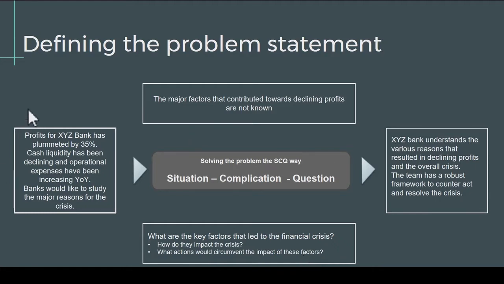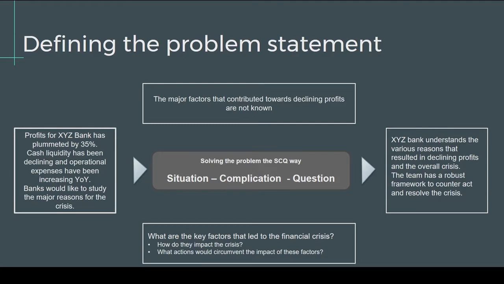Now, what is the current situation? Our current situation is that profits for XYZ Bank have plummeted by 35%, cash liquidity has been declining, and operational expenses have been increasing year on year. The bank would like to study the major reasons for this crisis. So this is the situation. There is a crisis. They have been seeing declining profits, increasing operational expenses, and the cash liquidity has also been declining. What is required?